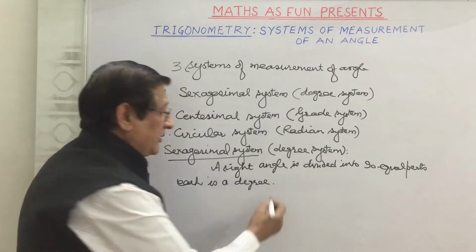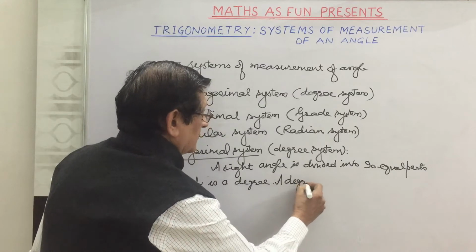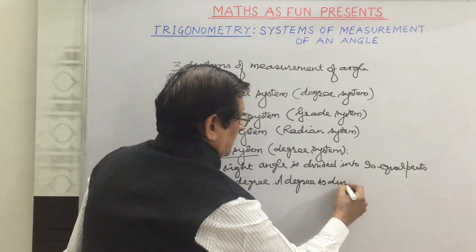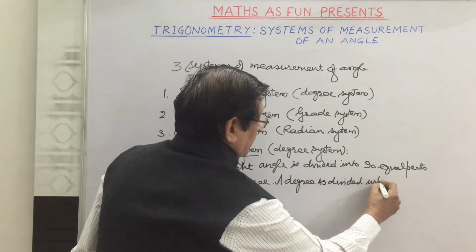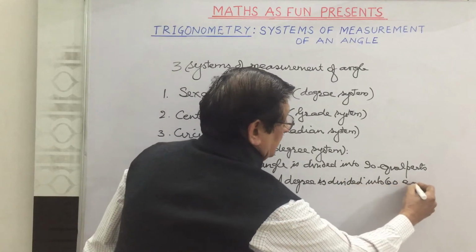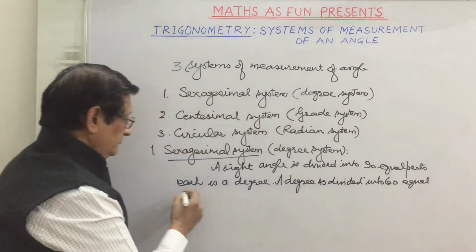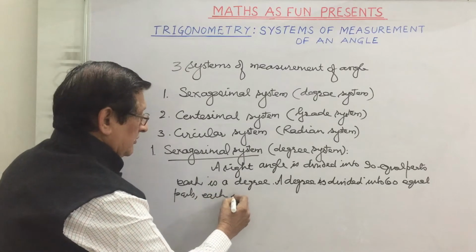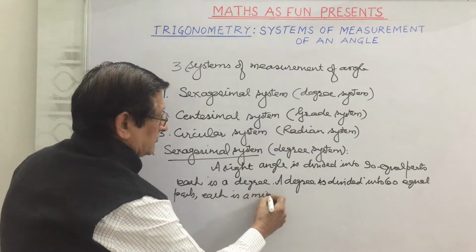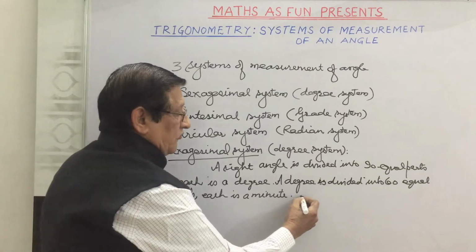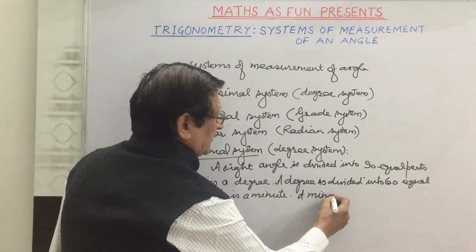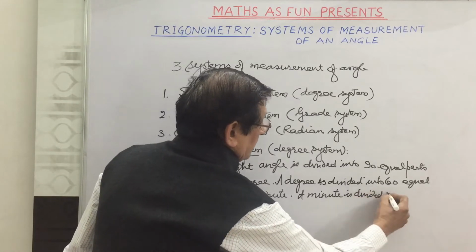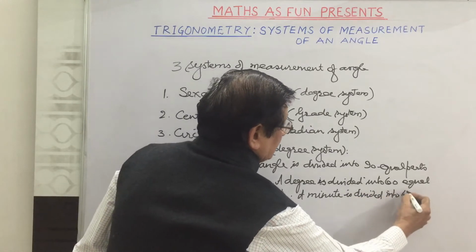Further, a degree is divided into 60 equal parts. Each is a minute. And further, a minute is divided into 60 seconds.